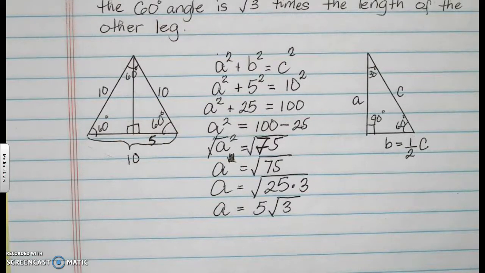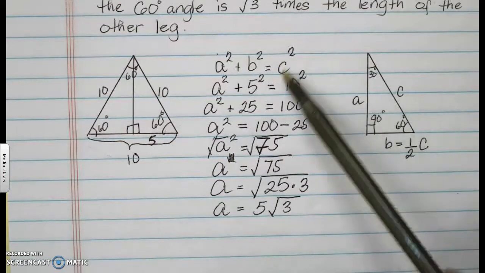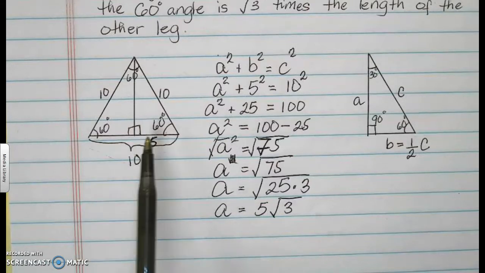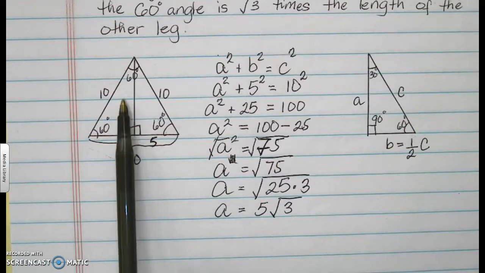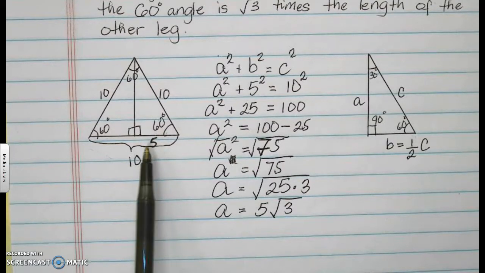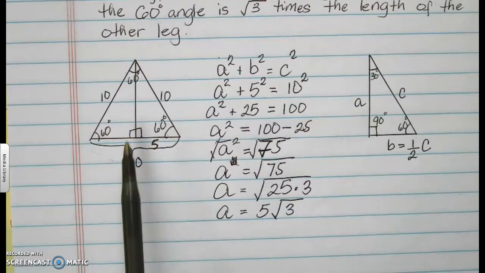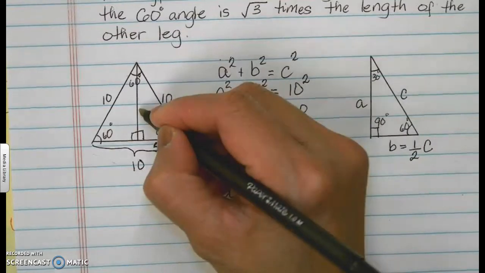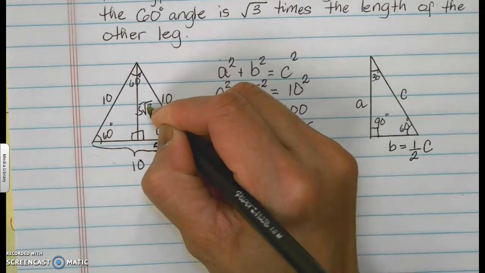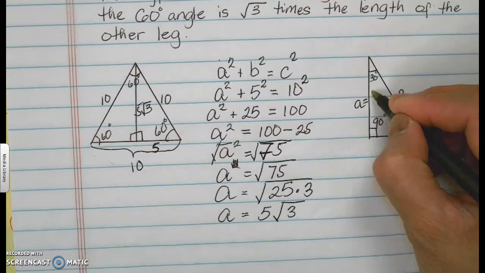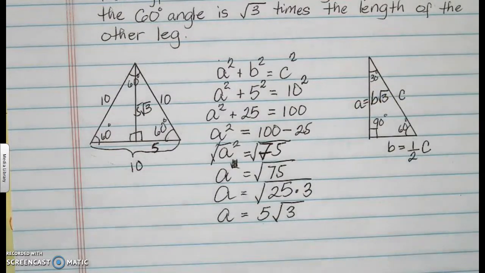So let's review what we did here. We have solved for A, and this is the A we're looking for. This was also mentioned in the theorem that the leg opposite the 60-degree angle is going to be square root of 3 times the length of the other leg. So if your other leg is 5, all you need to do is multiply that by square root of 3. Therefore, this side right here is really 5 square root of 3. And in our formula, A is equal to B square root of 3.